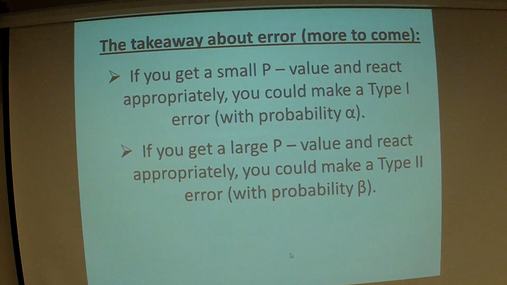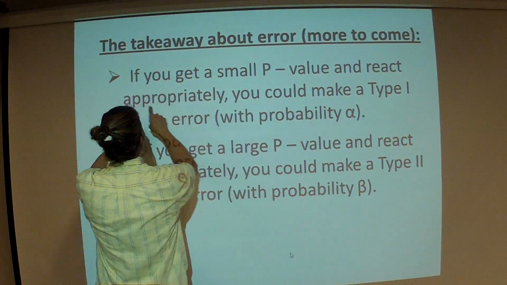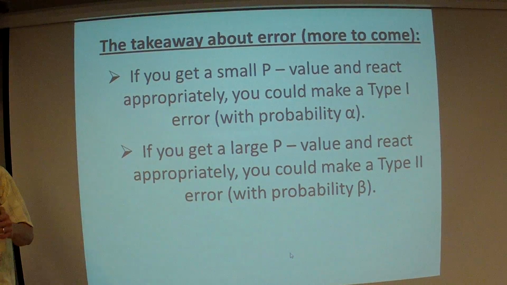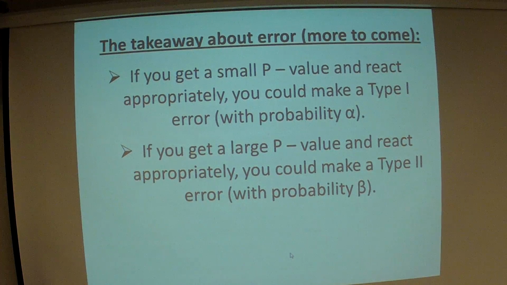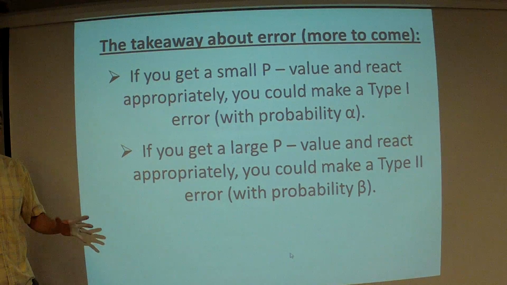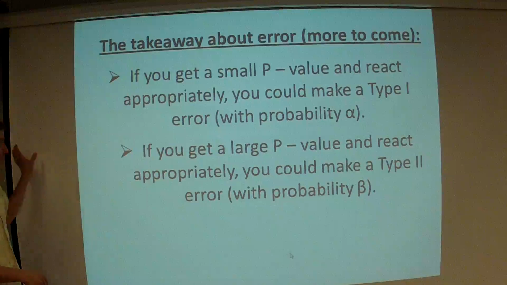Okay, so here's the big takeaway about error. If you get a small p-value and react appropriately, what does that mean, react appropriately? What is an appropriate reaction to a small p-value? You got something you weren't expecting. Good. So what are you going to say? Something changed. Awesome. You got a small p-value. You got something you weren't expecting. Perfect, Karen. So back to our graph.